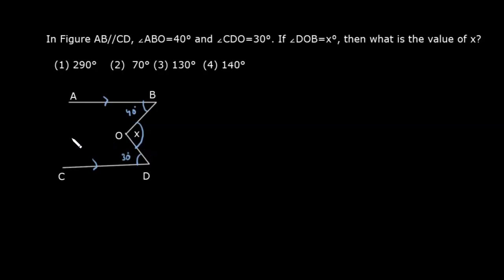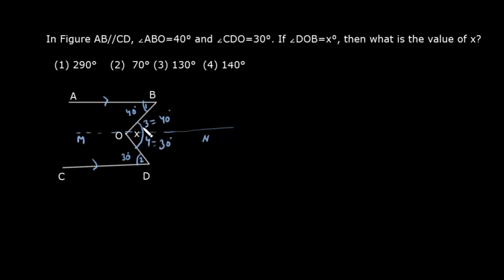Again through O, we will draw a line parallel to AB and parallel to CD, like this. Let's call these angles 1, 2, 3 and 4. Now MN is parallel to AB, so angle 1 is equal to angle 3, alternate angles. So angle 3 is also 40 degrees because alternate angles are equal. Now MN is parallel to CD, so angle 4 and angle 2 are equal because alternate angles are equal. So angle 4 is 30 degrees.